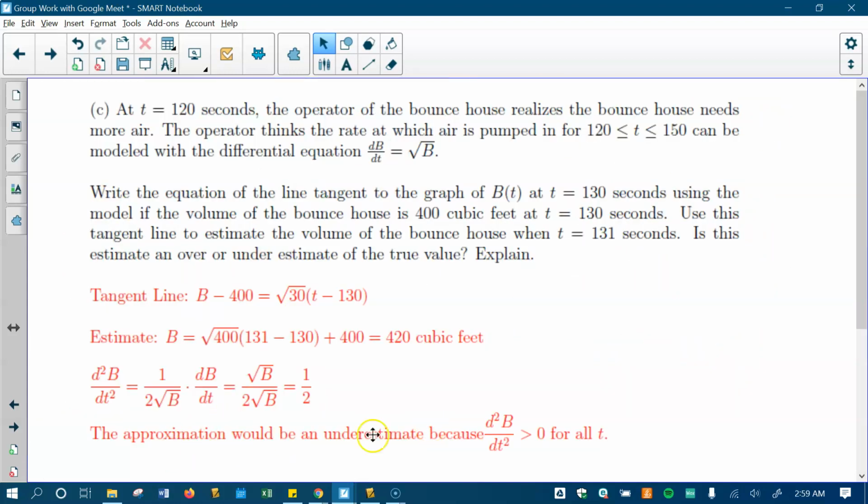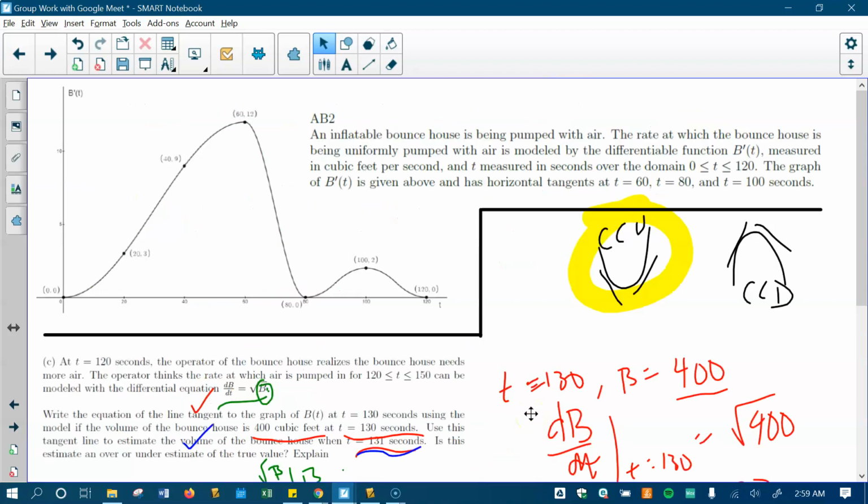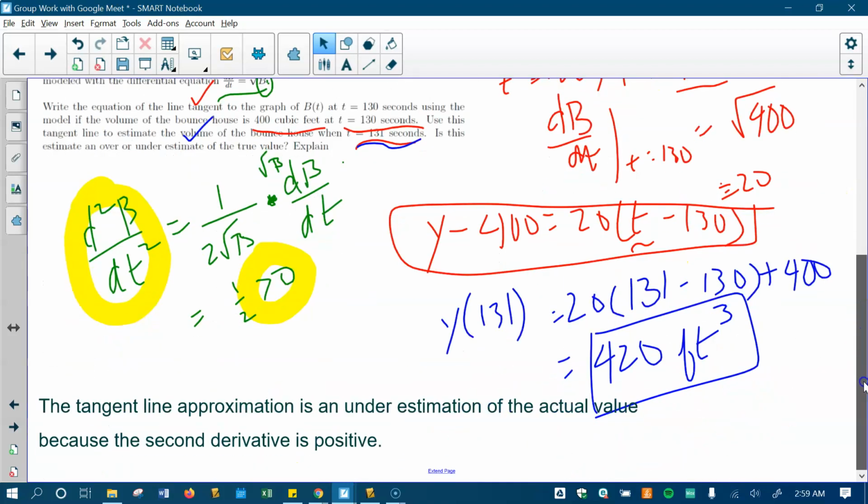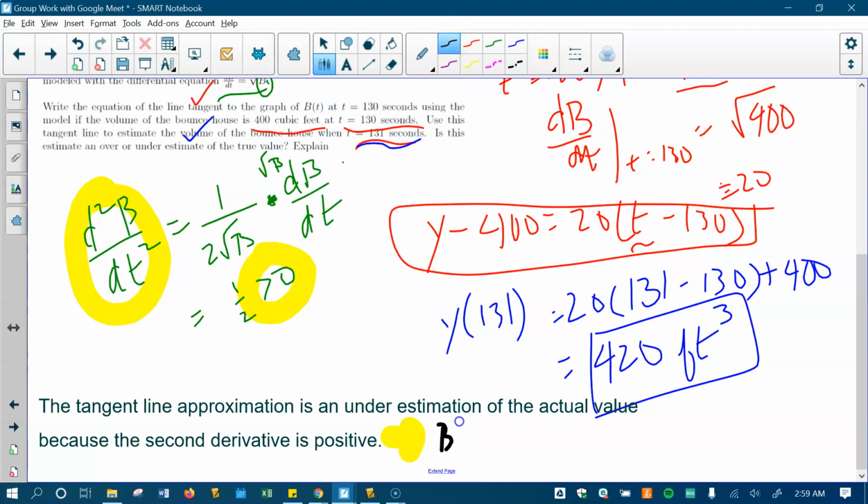There you go. The approximation would be an underestimate because the second derivative is positive. And the second derivative is positive because we have concave up. Maybe we should write that in there because that's not such a bad idea. Because the second derivative is positive, which means we have concave up, which means P of t is CCU. Okay, that should be good.